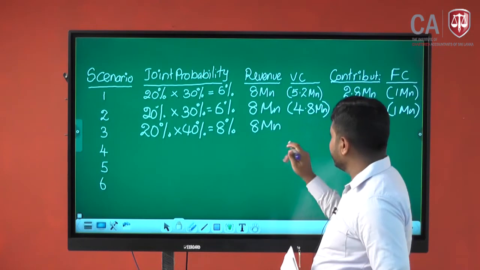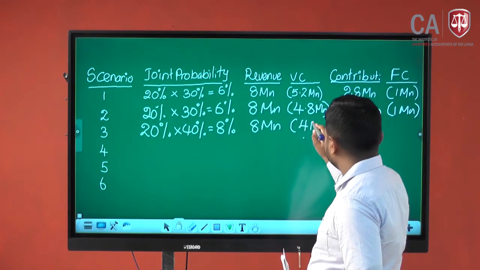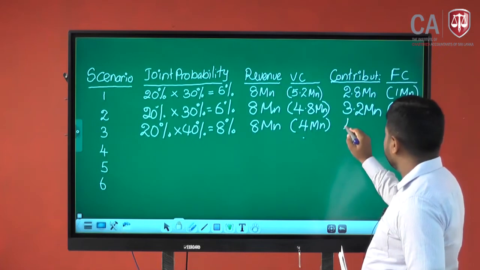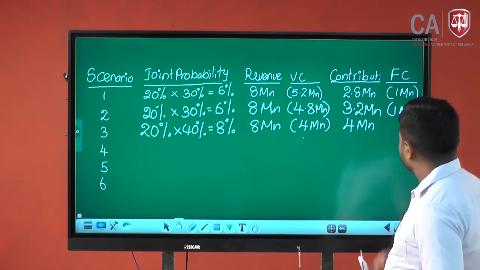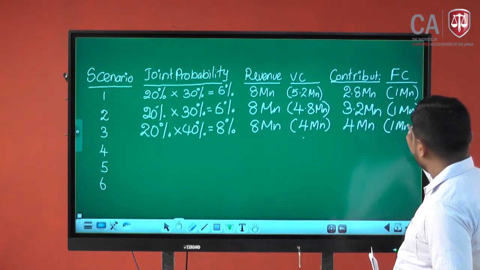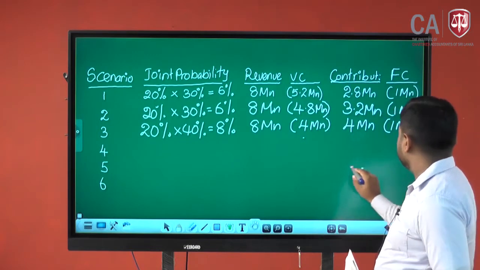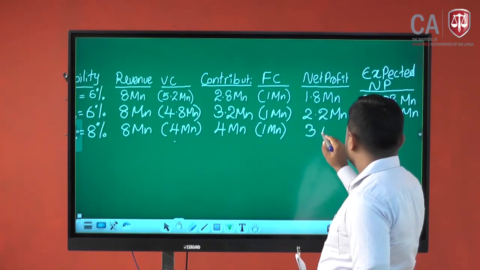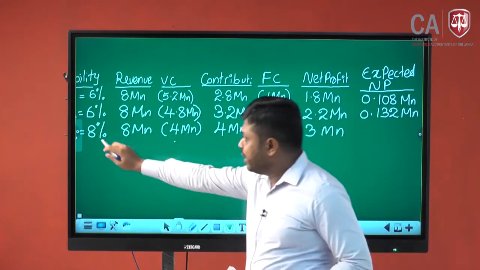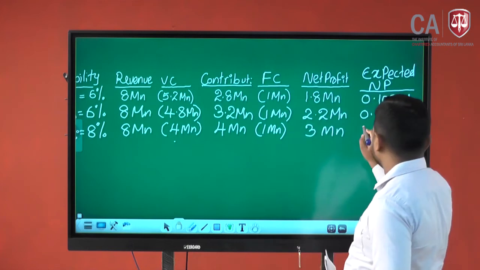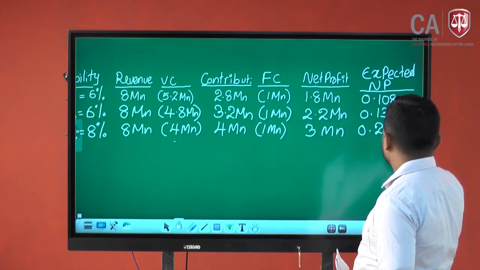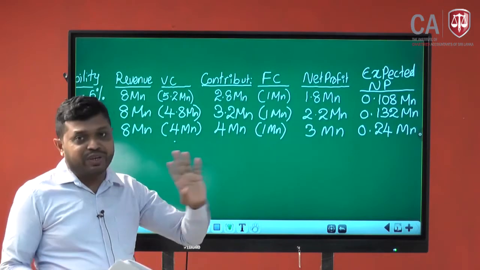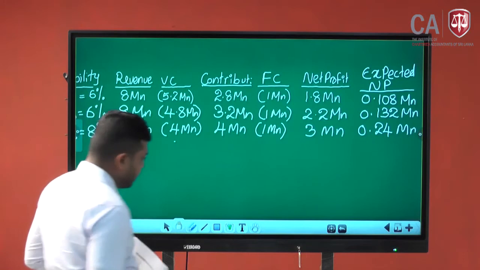8 million into 50% is 4 million. 8 million minus 4 million, contribution will be 4 million. Fixed cost you will deduct 1 million, then your net profit will be 3 million. Joint probability 8%, 3 into 8% is 240,000, that is 0.24 million. We have calculated the expected net profit of the worst case scenario. Then we will move to the next branch.